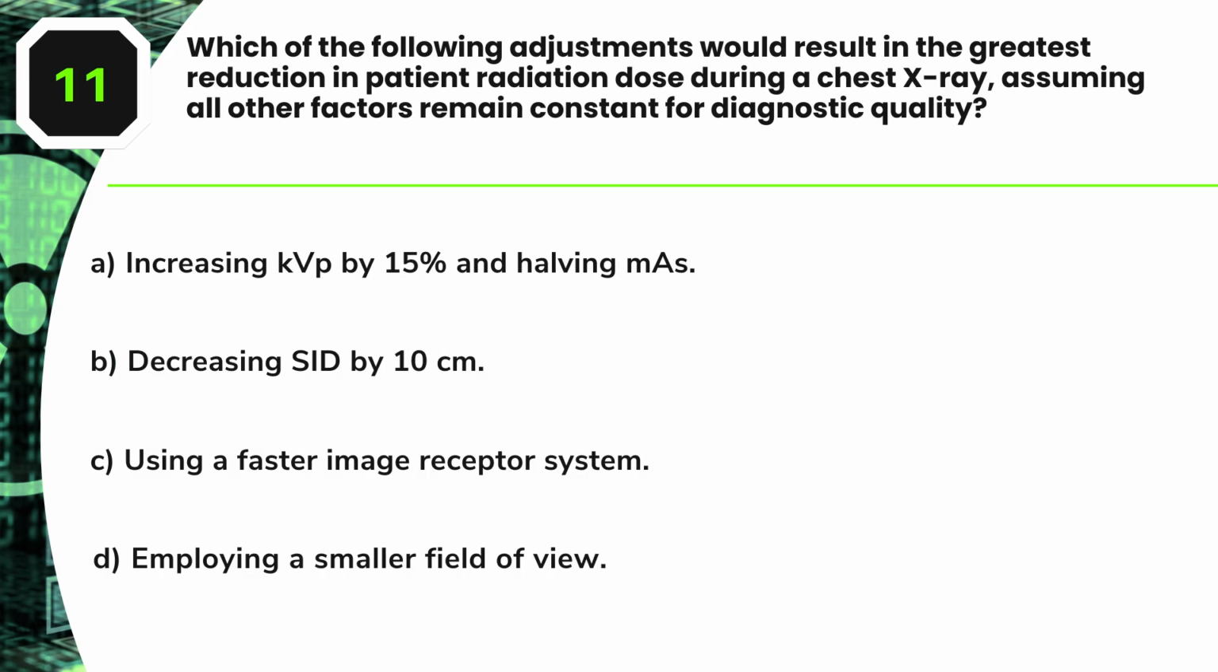Question 11. Which of the following adjustments would result in the greatest reduction in patient radiation dose during a chest X-ray, assuming all other factors remain constant for diagnostic quality? A. Increasing kVp by 15% and halving mAs. B. Decreasing SID by 10 cm. C. Using a faster image receptor system. D. Employing a smaller field of view.